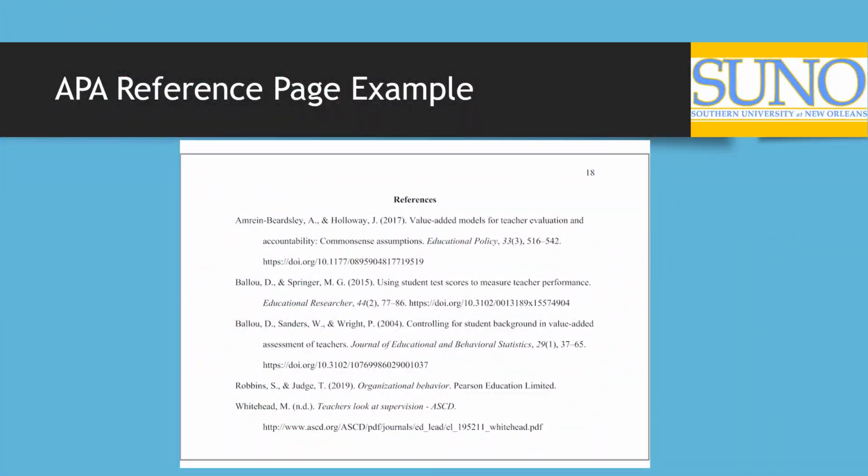Here's an example of a reference page. Please make note of the components that were mentioned in the previous slide. We have the page number located in the upper right-hand corner. Then, centered and bolded, we have the word references. And underneath there, we have the references of all of the sources that were used within the paper.